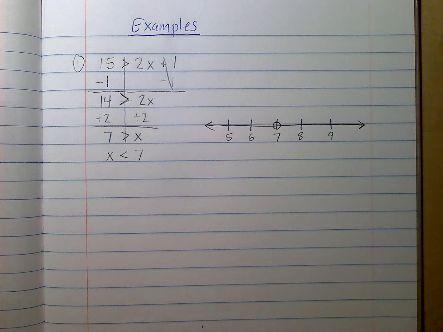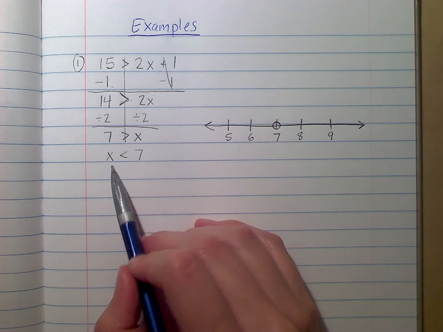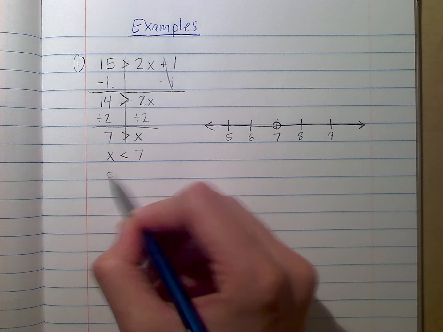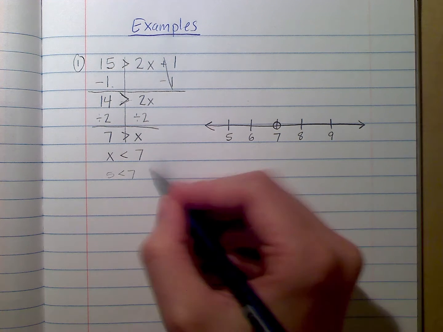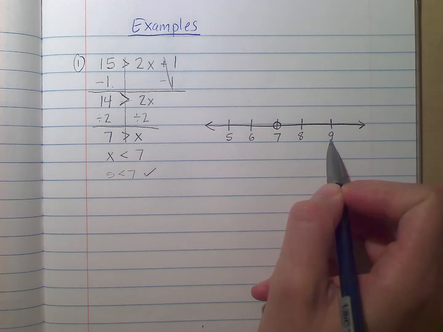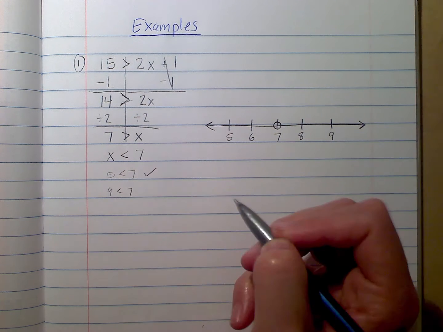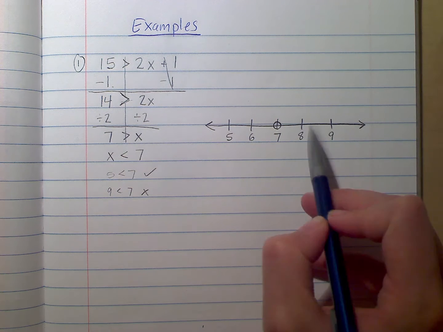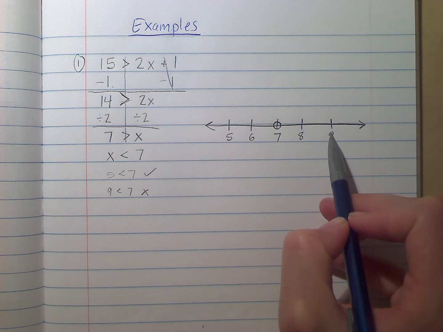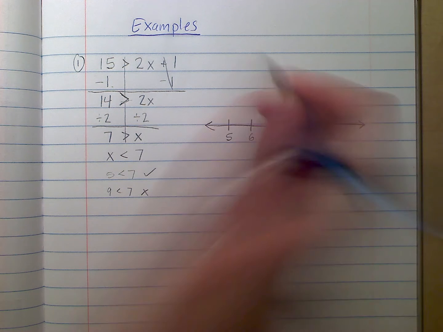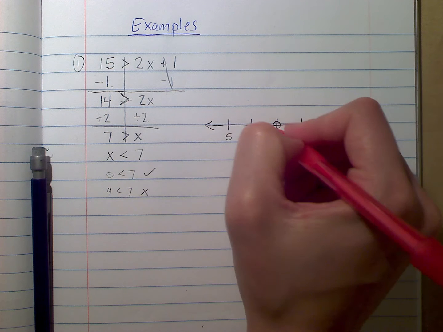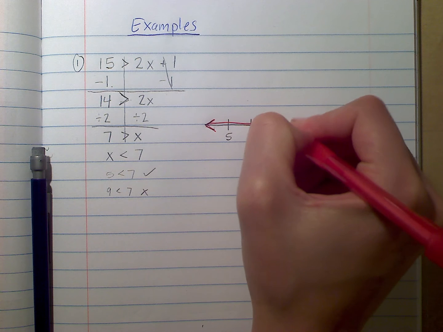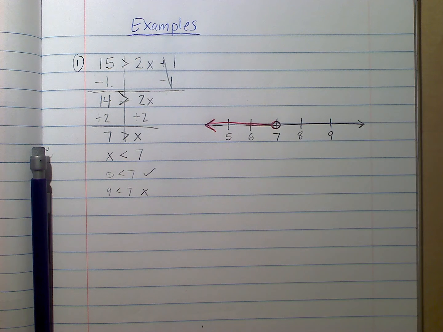And then it says shade the numbers that make it true. So if I were to plug, and here's what that means, like, let's say if I were to plug in numbers, like let's say if I were to plug in 5. 5 is less than 7. Is that true? Yes, that's true. What if I were to plug in 9? Is 9 less than 7? No, that's false, right? So I don't want to shade in this direction. These numbers make it false. 8 is less than 7, that's false. 9 is less than 7, that's false, right? We don't want to shade that. We want to shade the side that makes it true, right? So we want to shade this way, the numbers that make it true.